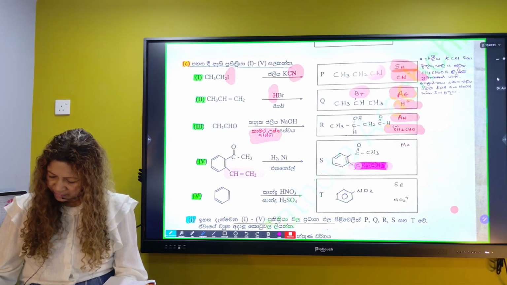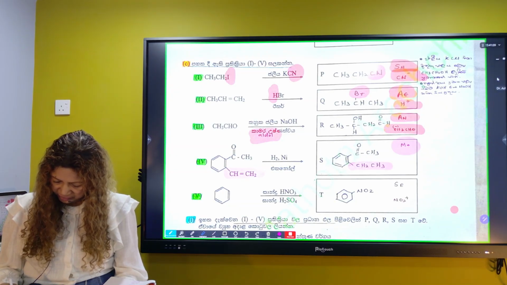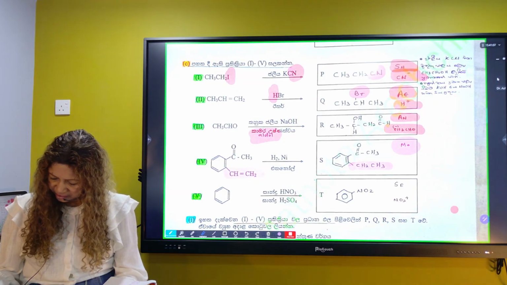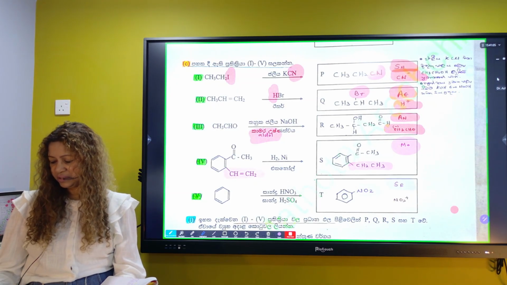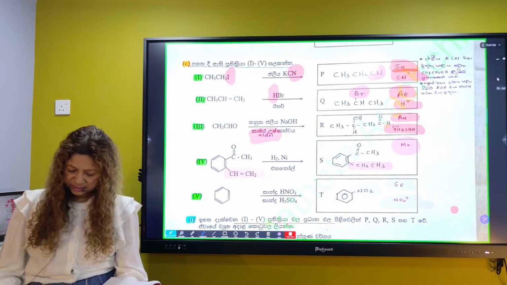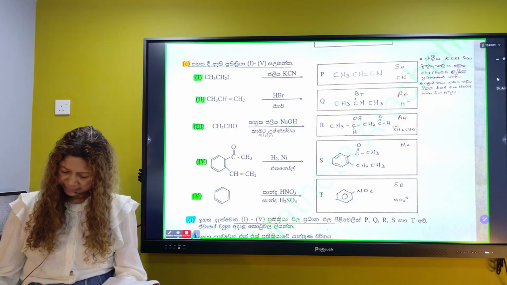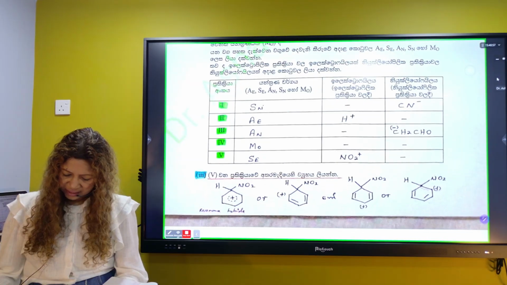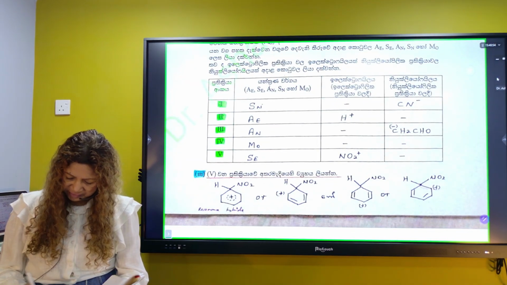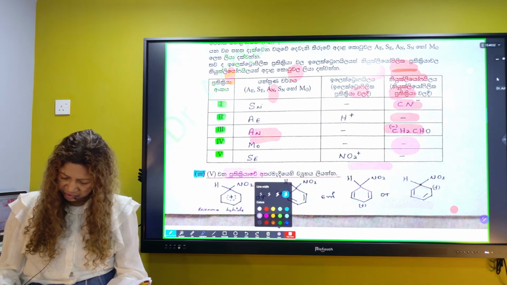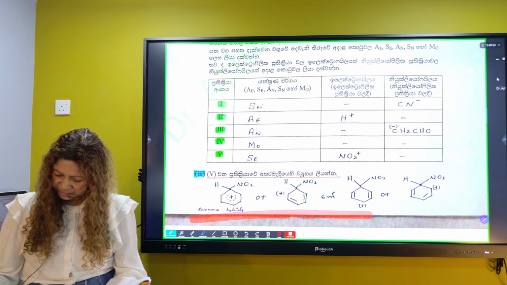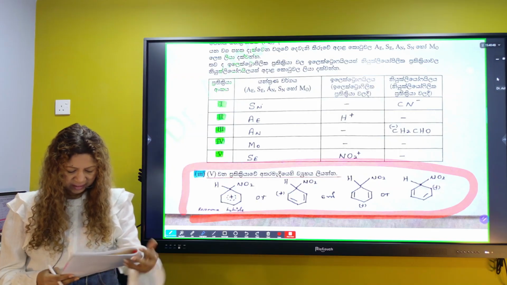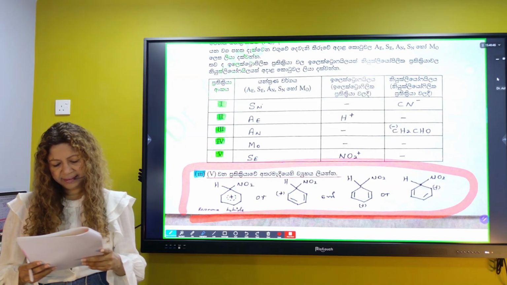Here, that's NO. And then this one, nitration. Electrophilic substitution, electrophile is NO2 plus. And then you can fill the table like this. And then part 5, nitration reaction, they are asking this intermediate. Any of these are accepting.